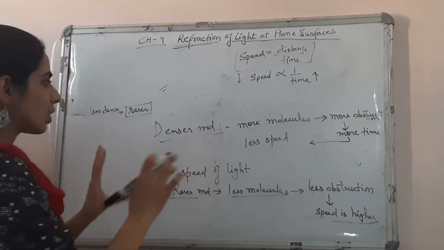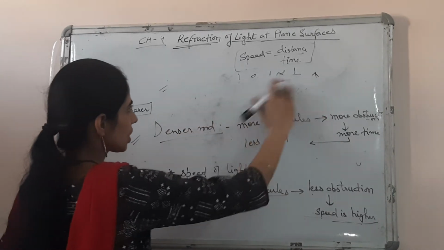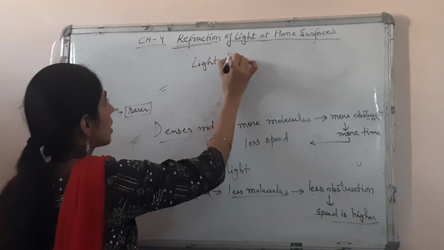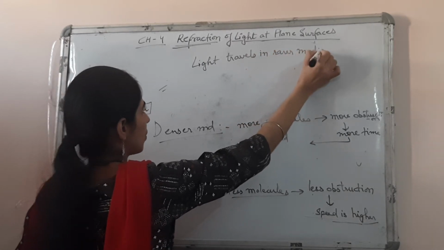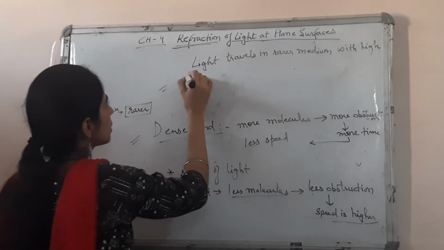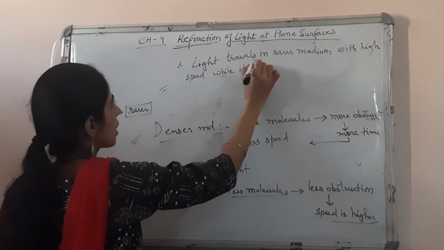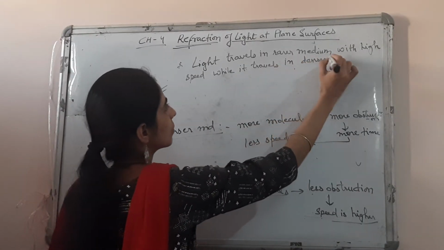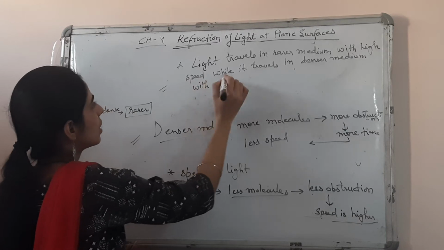So now, after understanding the rarer medium and the denser medium concept, let me write the conclusion here. What we have concluded is that light travels in a rarer medium with a higher speed, while it travels in a denser medium with low speed.